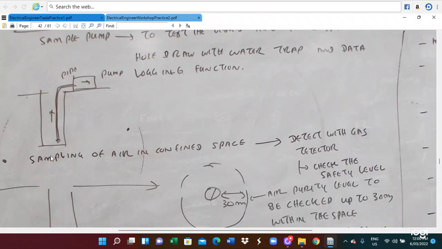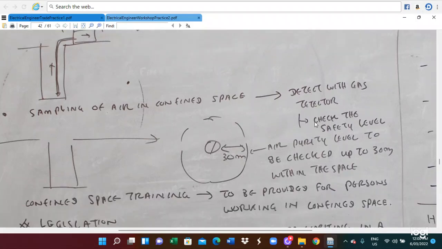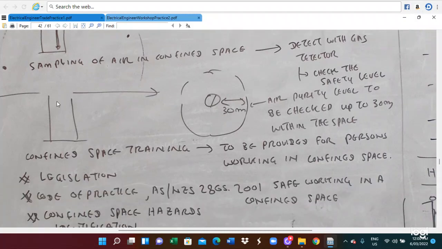Also, we have to sample the air. The air in the confined space is taken out, and we have to detect with the gas detector whether the gas still contains the appropriate level or not. This is the detector. In this case, up to 30 meters, the purity level needs to be assessed.